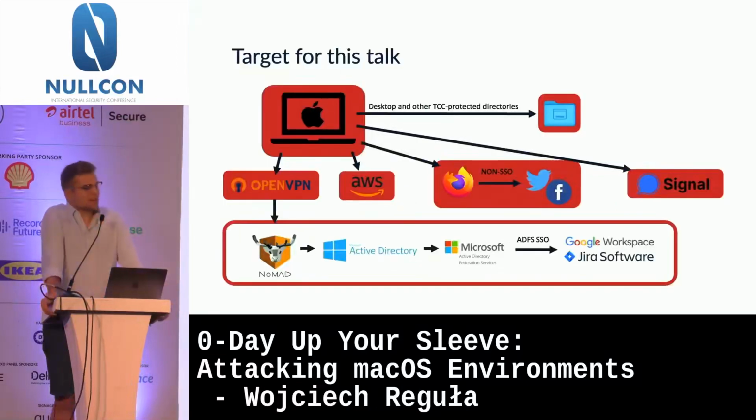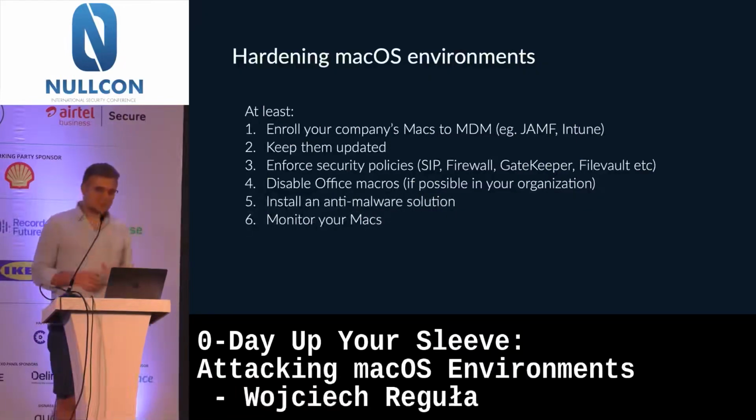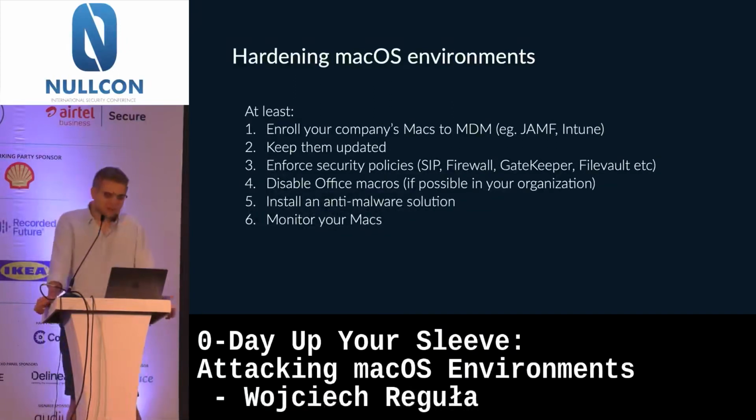All right, so with all that knowledge, we were able to fully compromise the macOS machine. And because, as I told you, I don't want you to leave without any recommendations, there are 6 points, the bare minimum you have to implement in your macOS infrastructure. The first one is to enroll your company's Macs in MDM, maybe Jamf or Intune or any MDM you like. Keep them updated, because as I proved in the presentation, there are vulnerabilities in macOS, so please keep them updated.